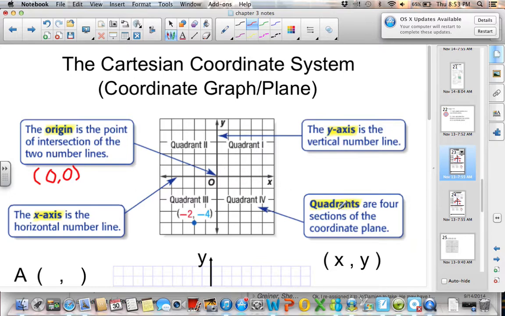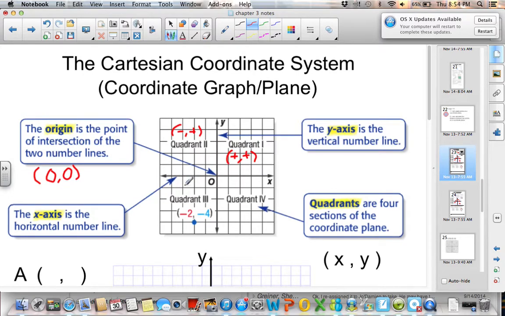And then there are 4 quadrants, and it starts here and goes counterclockwise. So quadrant 1, quadrant 2, quadrant 3, quadrant 4. Quadrant 1, x is positive and y is positive. Quadrant 2, x is negative, y is positive. Quadrant 3, x is negative, y is negative. Quadrant 4, x is positive, y is negative.